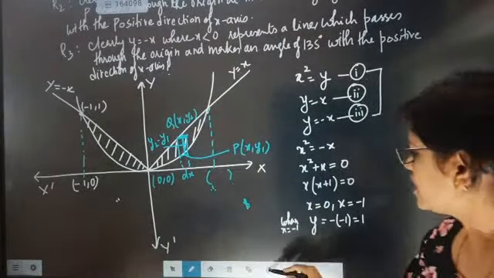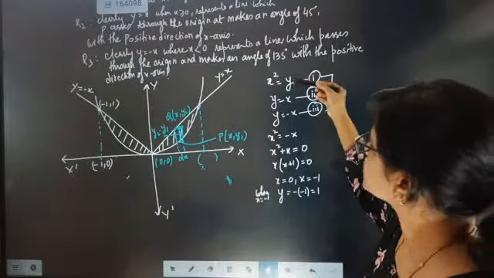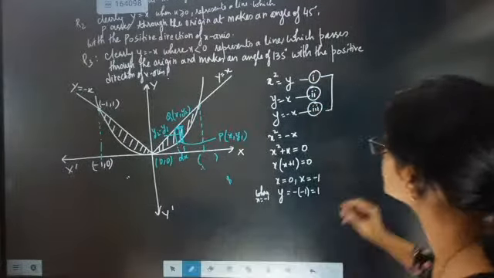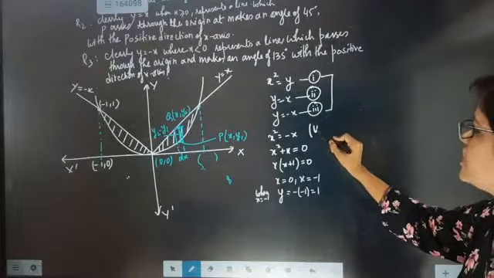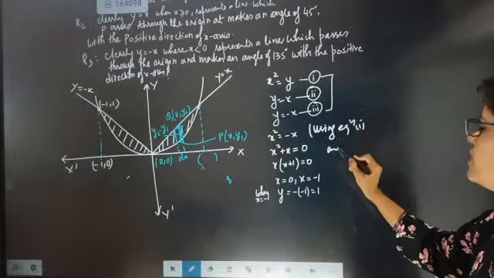Now the next point is we are going to solve x square equal to y and y equal to x. First I have used equation 1 and equation 3.